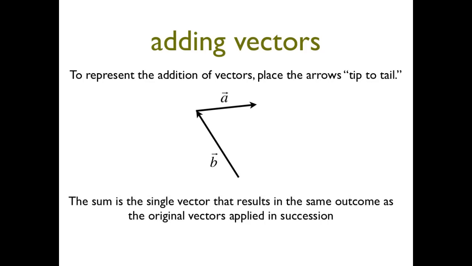So the sum is a single vector that gives the same outcome as the original vectors applied in succession or applied together. If you applied both of those vectors together or in succession, what one vector would do all of that? Or another way to think of it is like the expression, as the crow flies, right? To get from one point to another, as the crow flies would just be from the start to the finish. So this is the vector B plus A.